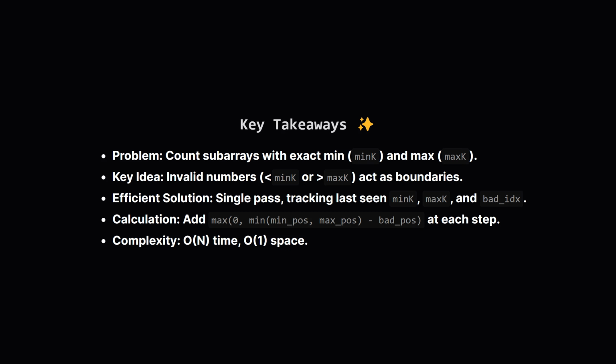Alright, let's quickly recap. We needed to count subarrays where the minimum value was exactly minK and the maximum was exactly maxK. The key insight was realizing that numbers outside this range break the array into segments we can analyze independently. Our efficient solution involved a single pass through the array, keeping track of the most recent indices for minK, maxK, and any out-of-range numbers. For each position, we calculated how many valid subarrays could end there based on these tracked indices and added it to our total count. This gave us a fast order n time and order 1 space solution.